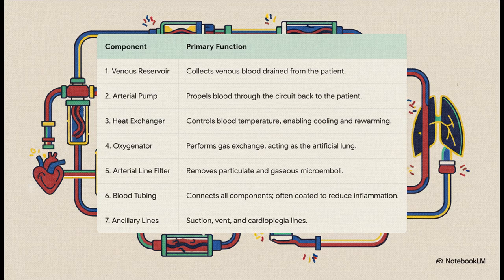Now, this slide lays out the 7 core parts, but the really key insight here is to see them as a single, interconnected system. Think about it. Venous blood is drained into the reservoir. The pump acts as the heart, pushing it forward. It gets cooled or warmed by the heat exchanger, gets gassed up by the oxygenator, cleaned by the filter, and then sent back to the patient. A failure in any one of these parts can cascade through the entire circuit, and that can turn a routine case into a crisis in a matter of seconds.